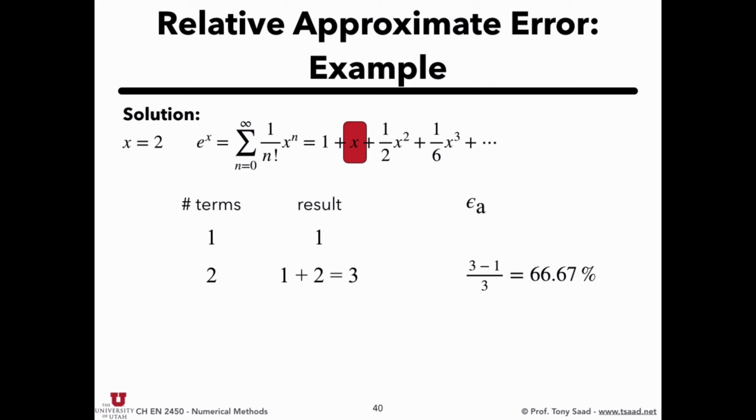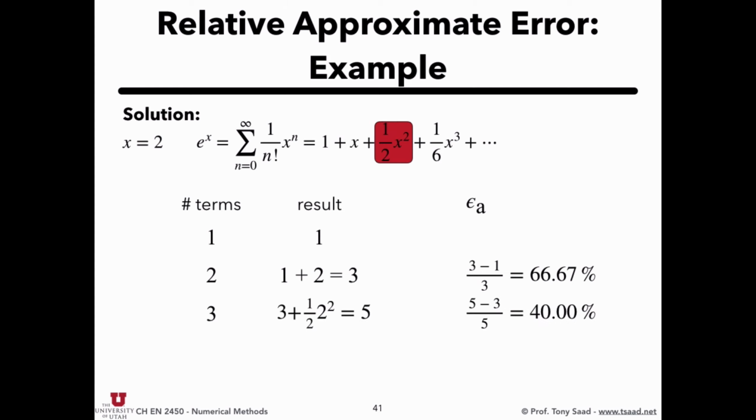Now, with 3 terms, we're going to add 1 over 2 times x squared. So we take 1 plus x, which is 3, and we add 1 over 2 times 2 squared. That gives us 5. Current minus previous over current, 5 minus 3 over 5, gives us 40%. So the error is being reduced, as we expect from Taylor series. It's a convergent series. Because it is convergent, it's going to converge to the true answer. The more terms we add, the smaller our error is going to be.